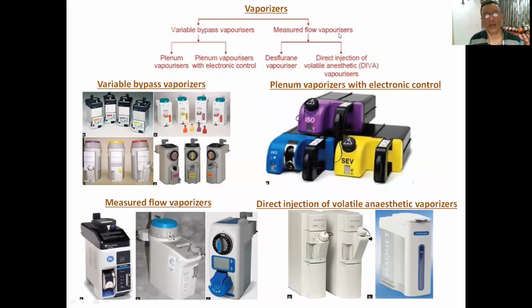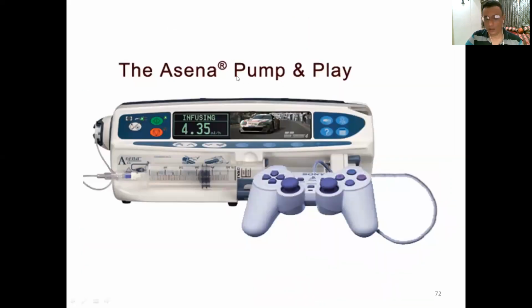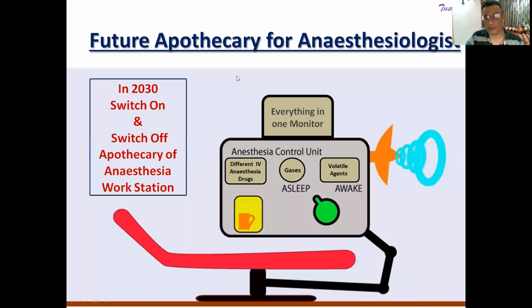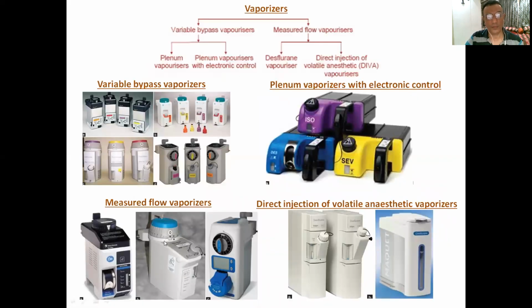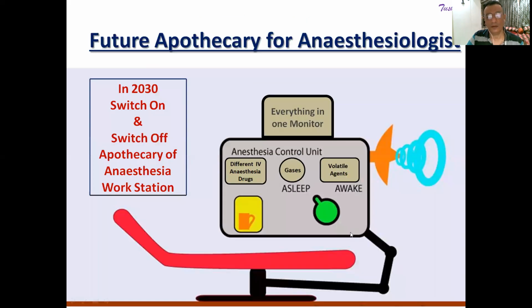And these are the different types of vaporizers available in the world. The variable bypass vaporizer we are using frequently in our anesthesia workstation, but this is a plenum vaporizer with electronic control. And these are the measured flow vaporizers only for desflurane. And this is the direct injection of volatile anesthetic vaporizer.